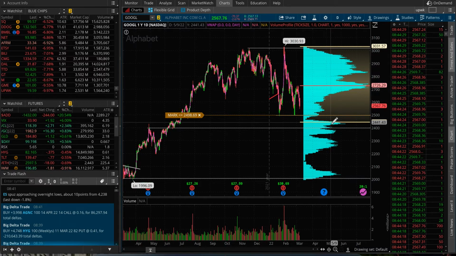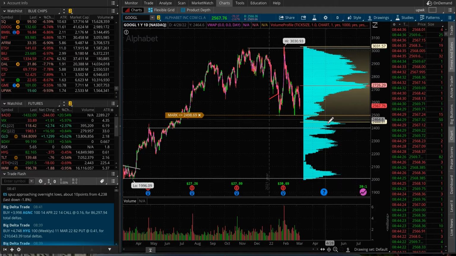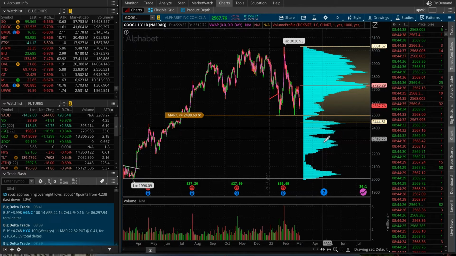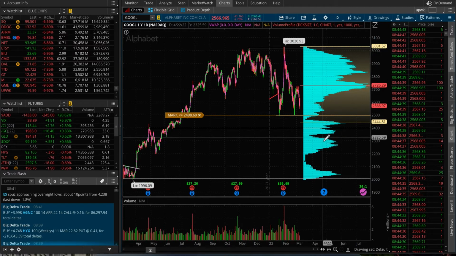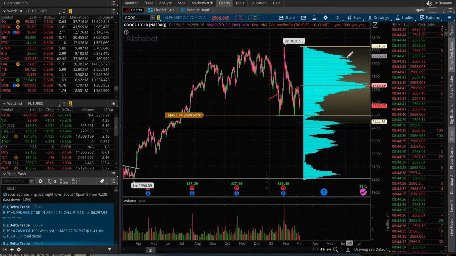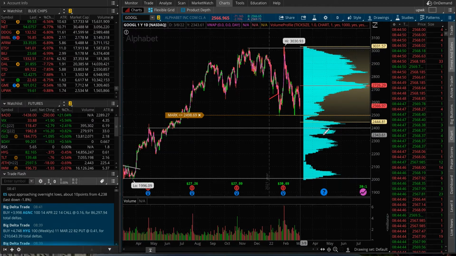From 2440 all the way till 2360ish, this is the support zone, and if it slips below these levels, we have a support zone right here from 2250 to 2300-ish area. So in case the overall market decides to pretty much dump, these are the levels I would watch for Google.